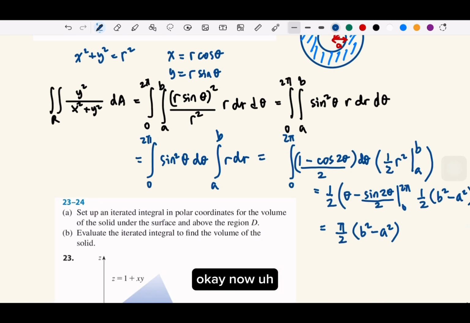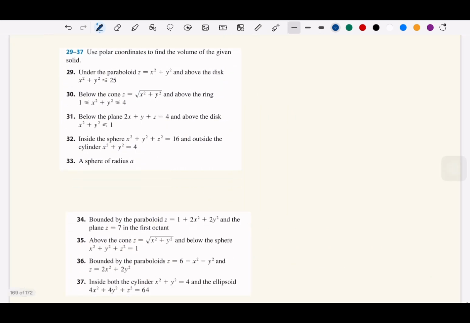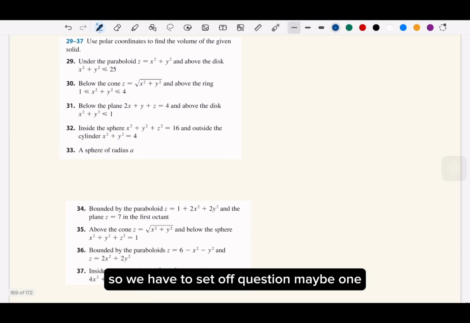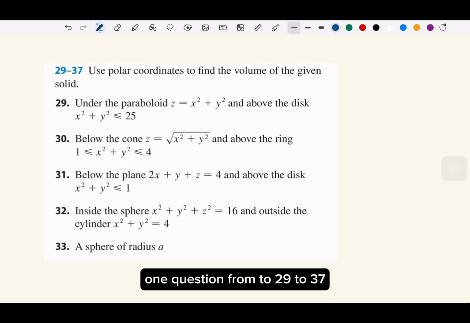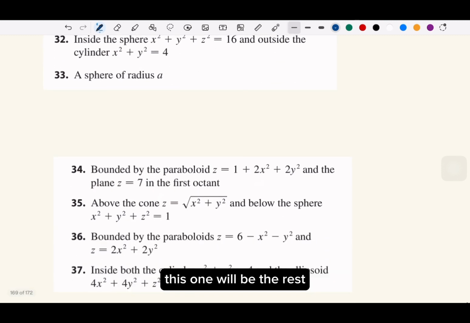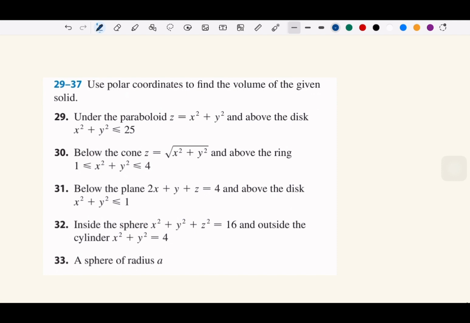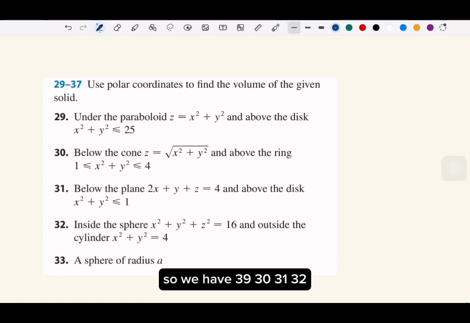Okay, now you can try this, but I will move here. So we have two sets of questions. Maybe one set from 29 to 33, and the next one will be this 34, yeah, this one, the rest. So maybe this 29 to 33. Any idea which one? So we have 29, 30, 31, 32, 33.